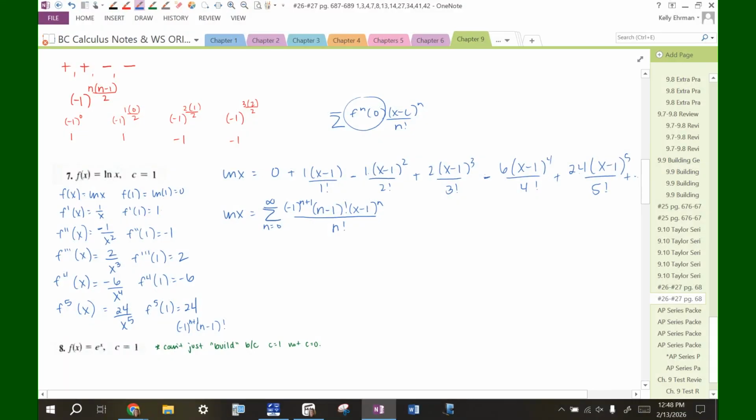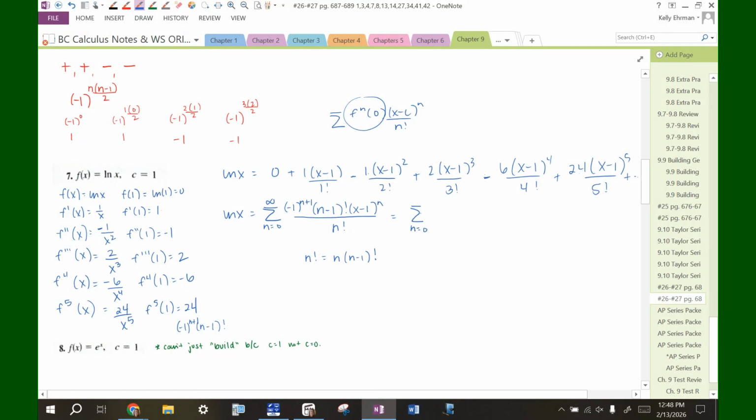And you can simplify some things here. You don't have to, but remember, n factorial is equal to n times n minus 1 times n minus 2 times n minus 3, or n times n minus 1 factorial. So you could actually simplify this.